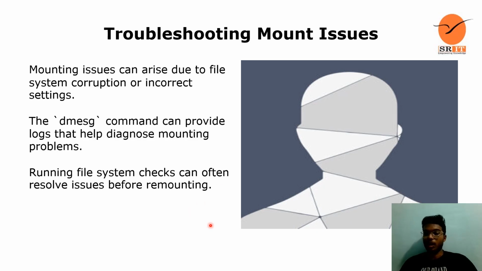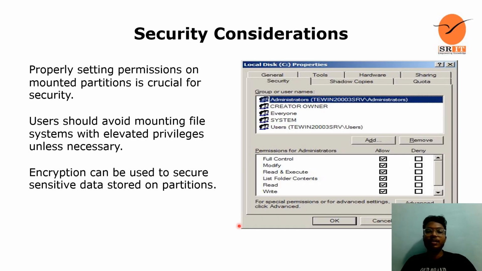Troubleshooting mount issues. How do we troubleshoot mount issues? During the mounting process, what potential risks can arise from mount issues? To understand that, first we have to understand that file system corruption or incorrect settings can lead to mounting issues. And how do we get logs, meaning information about mounting issues? We use a command called dmesg, and running file system checks can help resolve issues before remounting.